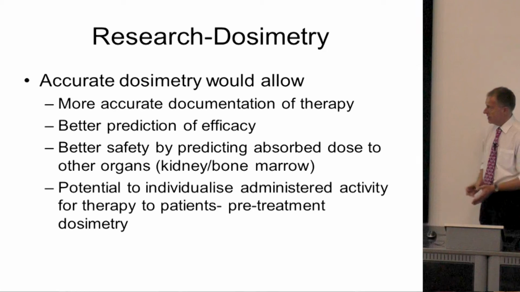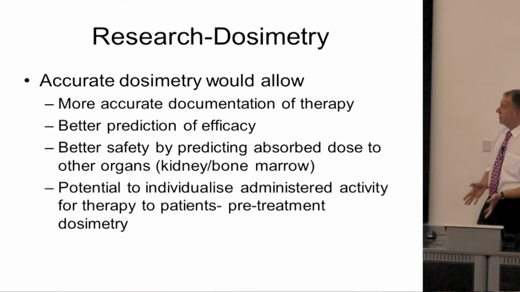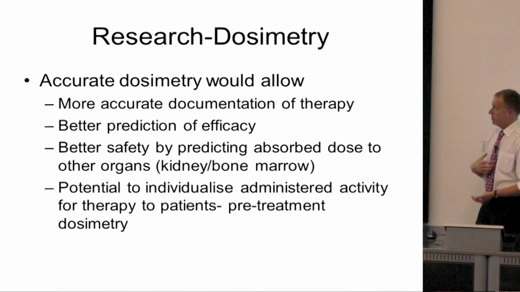But as I said, there is a feeling in the UK that this is something important that we do need to get to grips with because, well, first of all, it would allow more accurate documentation of therapy. And in fact, the European regulations about radiation therapy are stipulating that we do need to record absorbed dose when we're giving a radioactive treatment, and we just don't really have a way of doing that with isotope therapies at the moment. So if we were able to do that, it would also allow us to better predict the efficacy of the treatment. We would also be able to give safer treatment, because as well as determining the absorbed dose to the actual tumour, we'd be able to determine absorbed dose to other organs, the organs at risk. So, for example, the kidneys and the bone marrow.